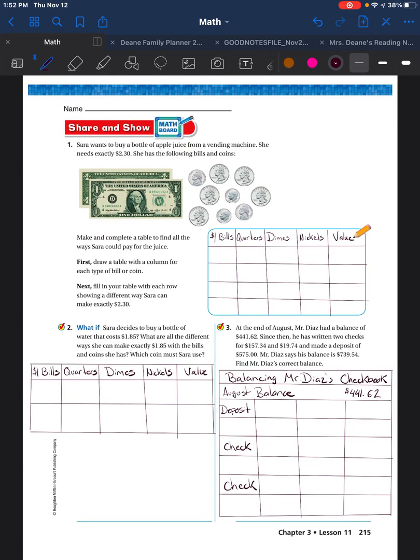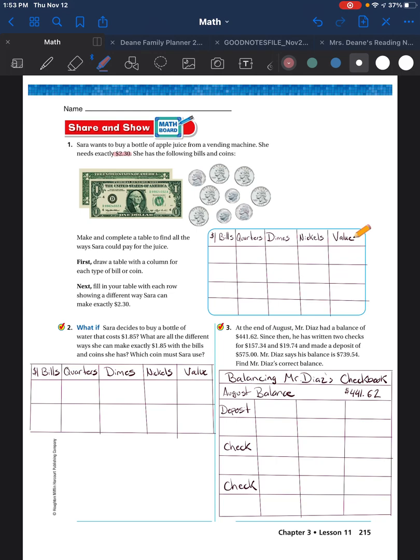Let's look at page 215 real quick. Number 1, Sarah wants to buy a bottle of apple juice from a vending machine. She needs exactly $2.30. She has the following bills and coins. She has $2 bills. Looks like 5 quarters, 2 dimes, and 2 nickels. It says make a complete table to find all of the ways Sarah could pay for the juice.